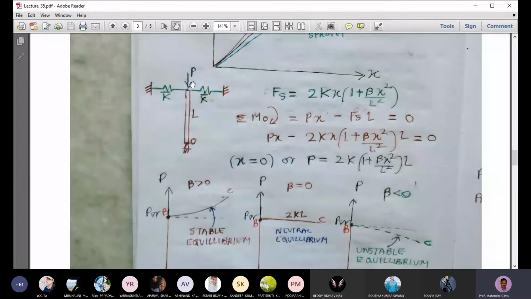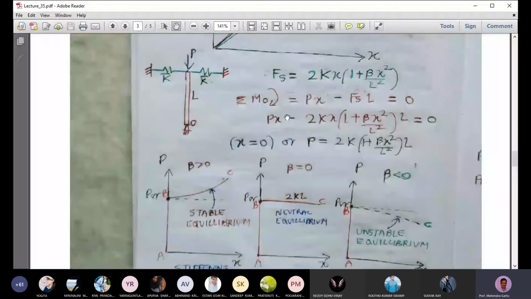So the anti-clockwise moment is P into x, and the clockwise moment is Fs into L. So we can substitute those values, and we get Px minus 2kx into 1 plus beta x square by L square into L is 0. So we can take x common. So there are two solutions, x is 0 or P is equal to 2k into 1 plus beta x square by L square into L. So if beta is 0, we get the previous answer, 2kL. But if beta is greater than 0 or beta is less than 0, we'll get different answers.